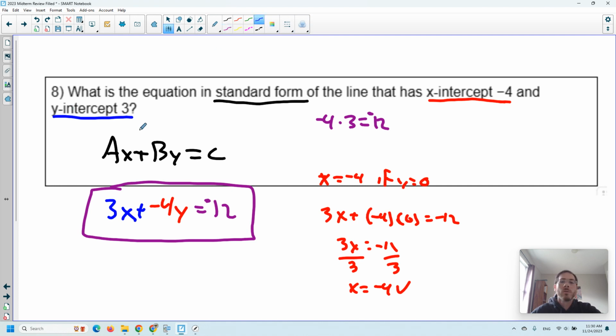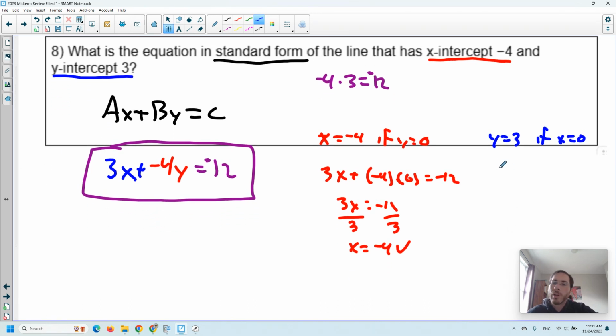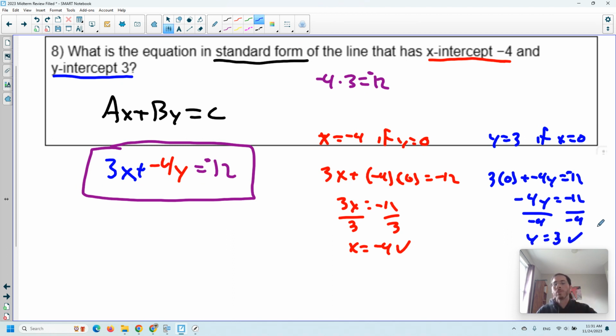Likewise, here for a y-intercept of 3, that would mean that y equals 3 if x equals 0. So again, we can plug those in. So 3 times 0 plus -4y equals 12. So we get -4y equals 12... Divide both sides by -4 to get y equals -3. So that does check out. So that does work in both cases.